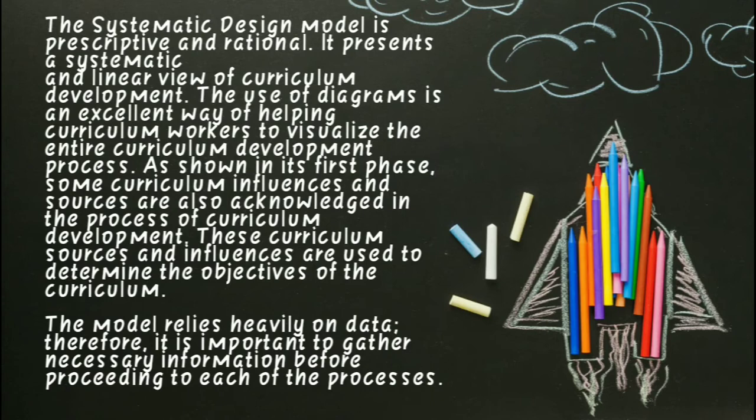These curriculum sources and influences are used to determine the objectives of the curriculum. The model relies heavily on data. Therefore, it is important to gather necessary information before proceeding to each of the processes. So, in the definition of this systematic design model, it is reasonable. So, there is research or a concept that can be a way to fulfill the type of curriculum.